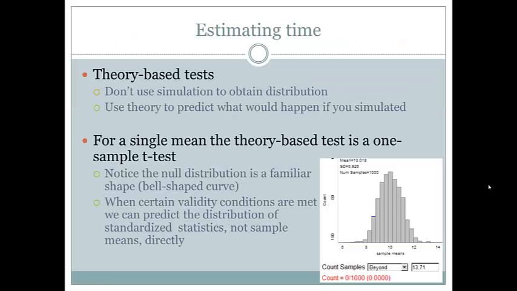As you know, theory-based tests don't use simulation to obtain a null distribution. Instead, they use mathematical formulas to predict what would happen if you simulated. When we conducted a simulation on the estimating elapsed time dataset, we saw that the simulated null distribution took a familiar shape. It was a bell-shaped curve centered at 10, the null value. When certain validity conditions are met, we're going to be able to predict that distribution, a nice bell-shaped curve, very similar to the way we've done before for a single proportion.